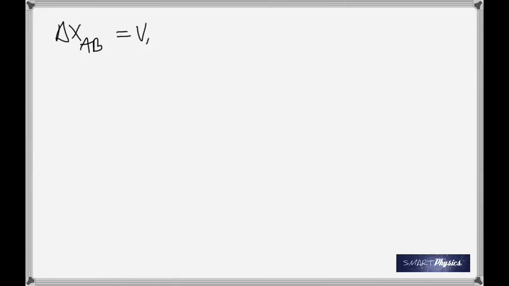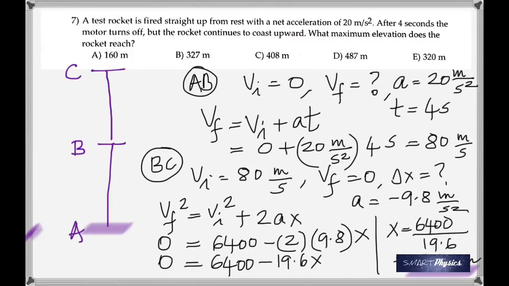You have to continue, because, let's go back and see, x is 327 meter. See, that is just the displacement for the part BC. And the question actually wants us to find the total height from the ground. So next what we need to do is find the displacement AB.